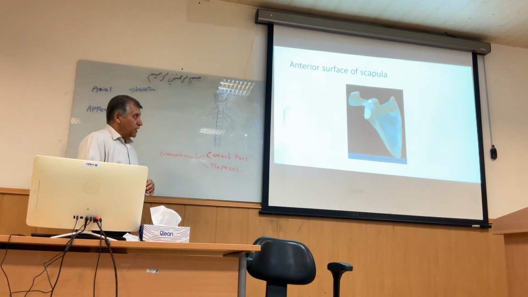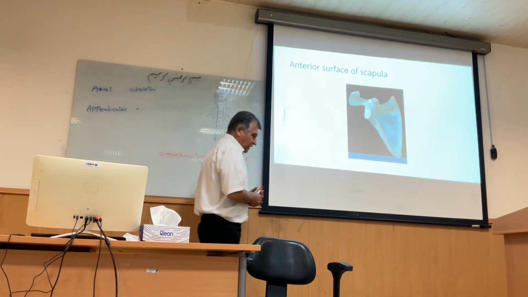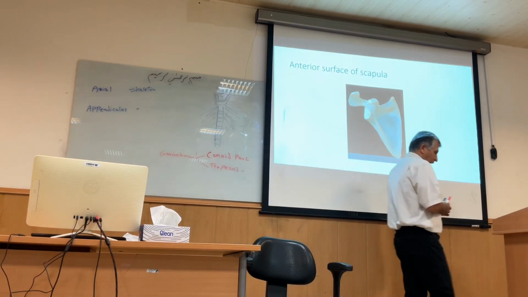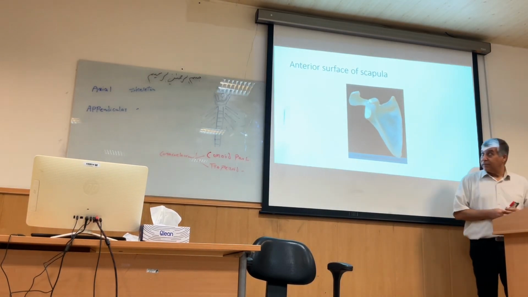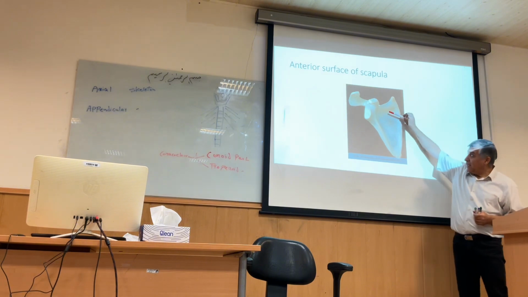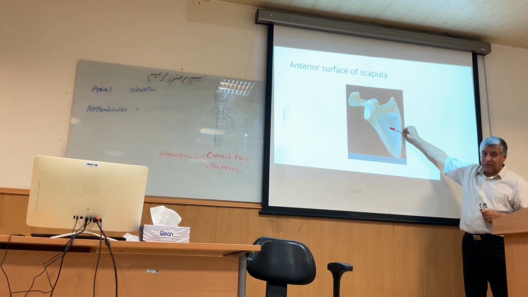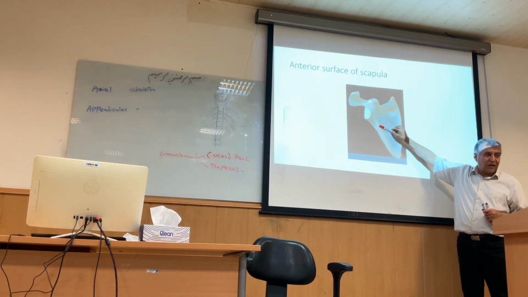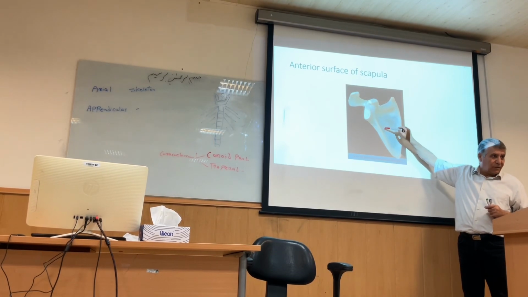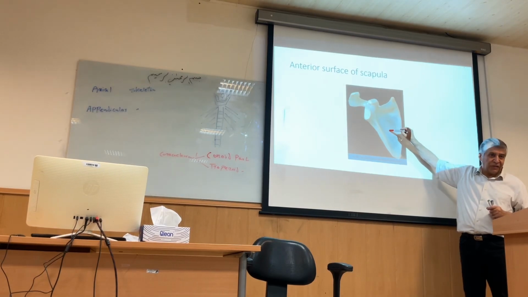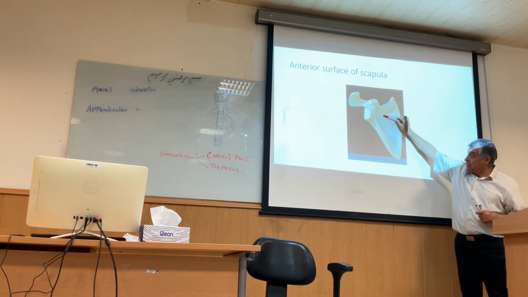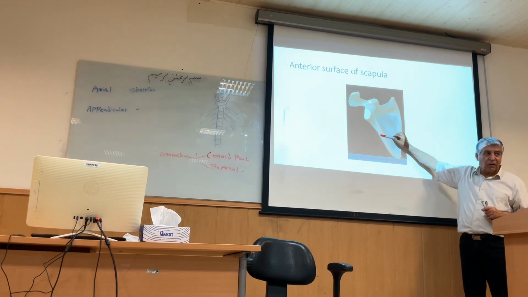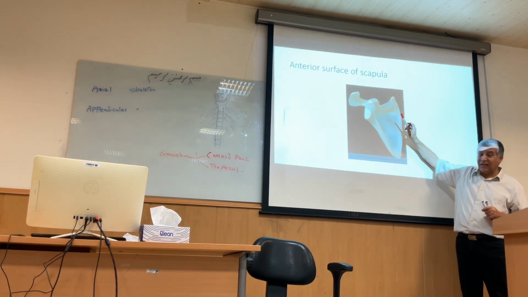In this figure, you can see the anterior surface of the scapula. This anterior surface is called the subscapular fossa because the subscapularis muscle is attached here. Okay?